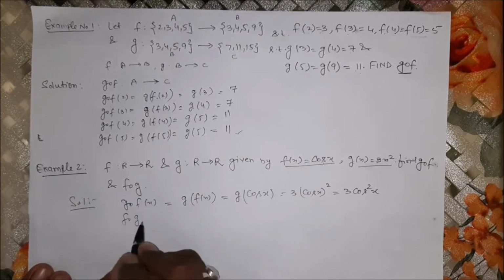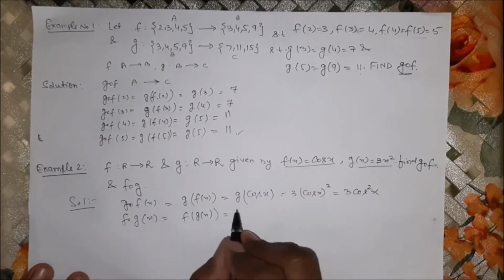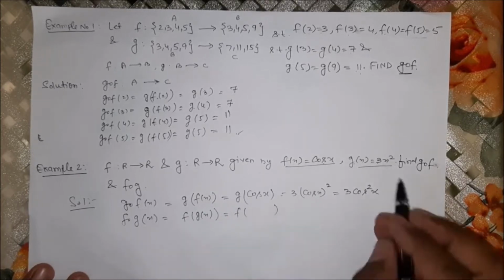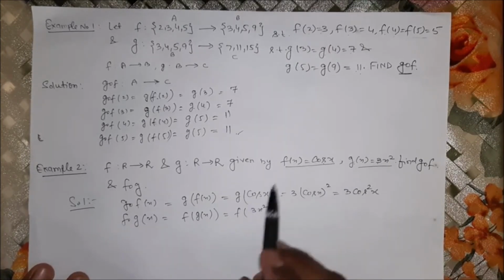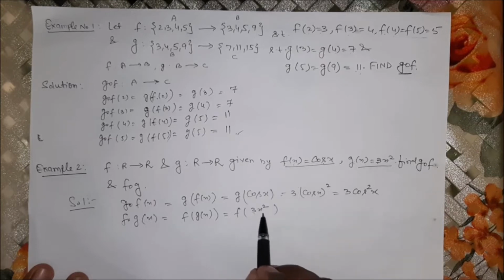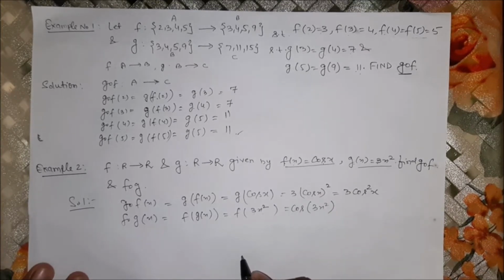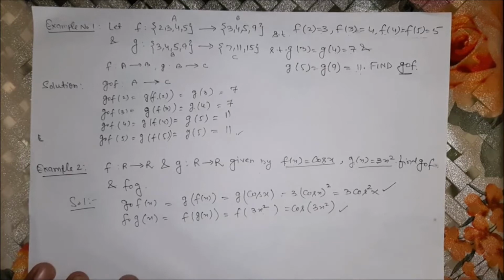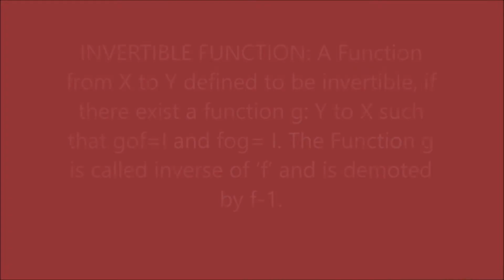Similarly, if you want to find FOG, it can be written as f of g(x), then it is equal to f of, in place of g(x) we have 3x squared, so you will put 3x squared. What does function f do? It takes the cosine of the value, means here we have 3x squared, we will take cos of this value and you will get cos of 3x squared. So this is your GOF and this is your FOG. Can you see, are they equal? No. So it is not necessary that FOG and GOF must be equal, they can be different.